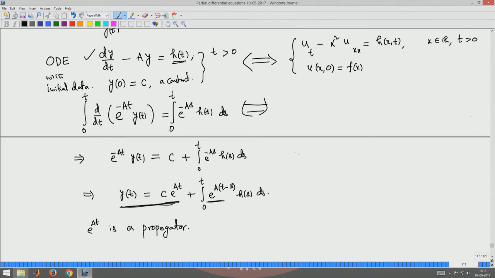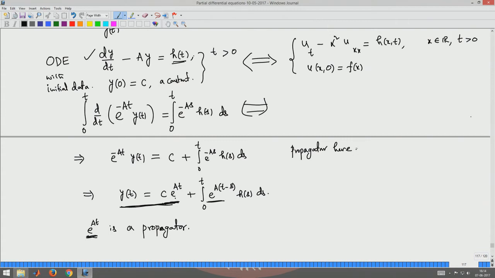Okay. So, in this case the question is, what is the propagator? The propagator here is, if this is a propagator, this actually solves the homogeneous equation with the initial data. Okay. This actually solves the homogeneous equation with the initial data.